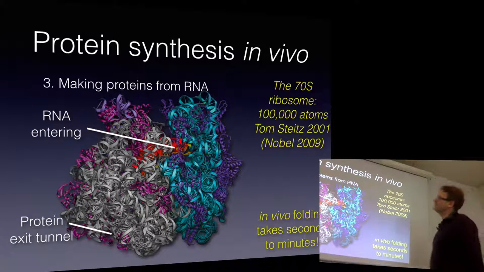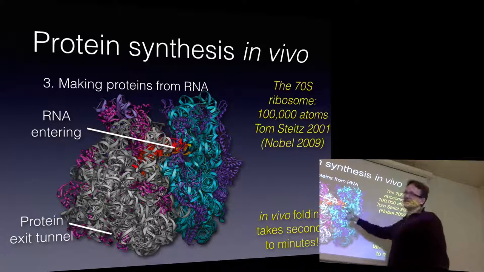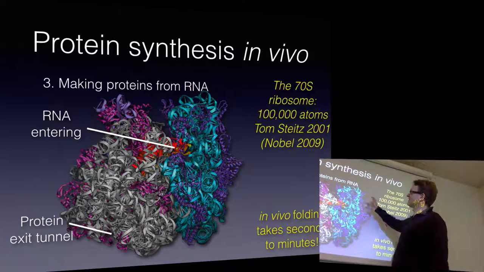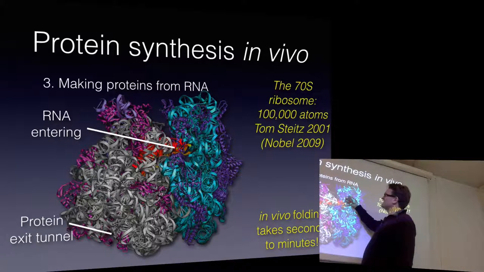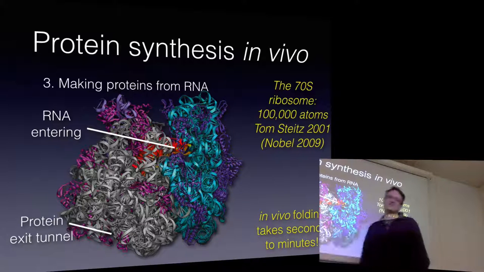You have some transfer RNA here too that I'm skipping, sorry. And the ribosome takes the transfer RNA that now has small amino acids bound to it, assembles these amino acids into a long chain, and eventually the protein will exit through the exit tunnel.